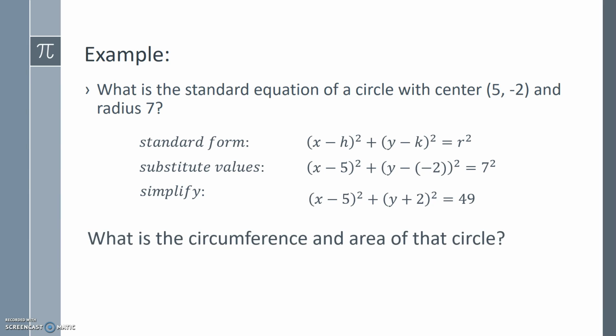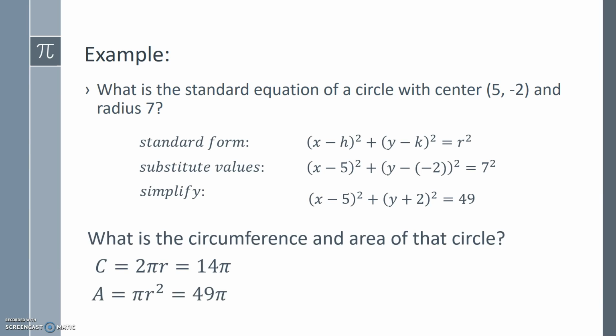From there, I can ask you some other questions, such as, what is the circumference of this circle? Or what is the area of that circle? Well, I know that the radius is 7, and that's really what I need to pull from that. The circumference is represented by 2 pi r, or pi d. So if the radius is 7, it would be 14 pi. The area formula is pi r squared.